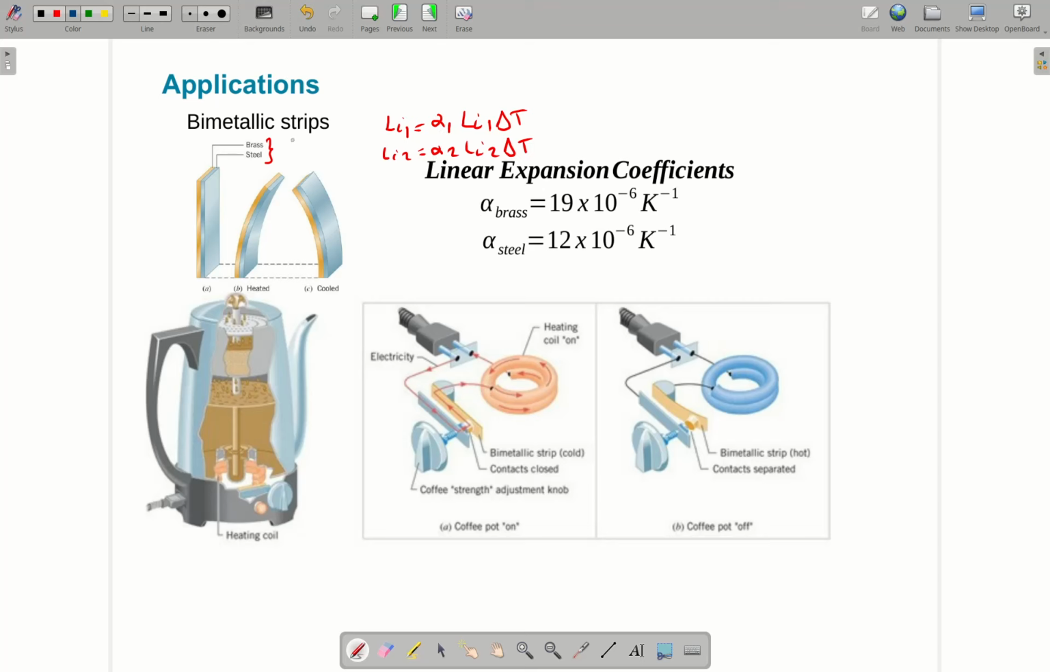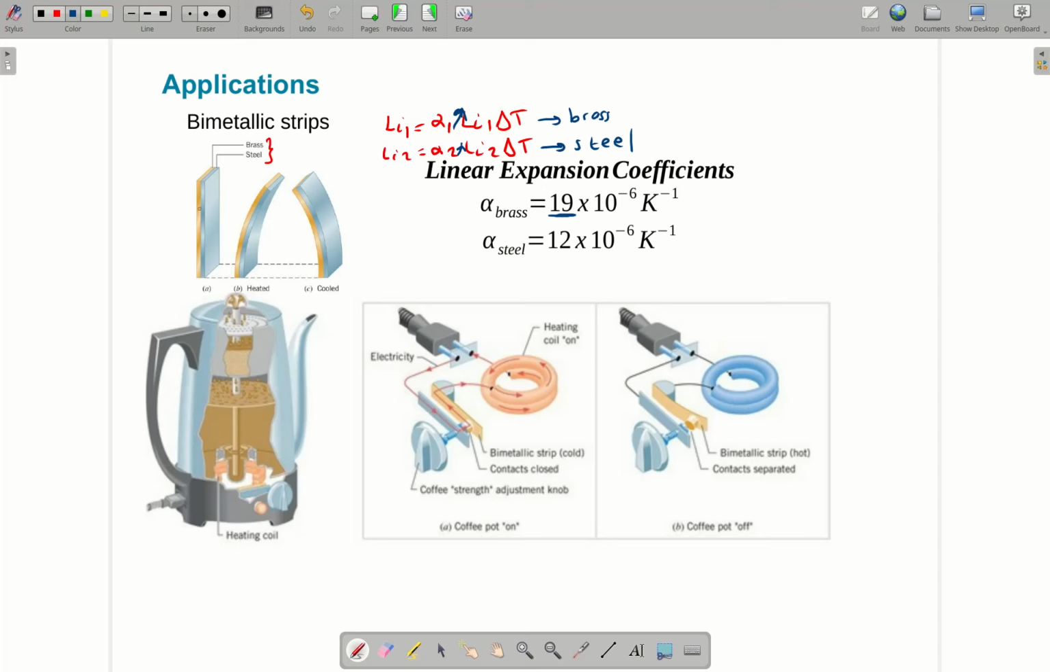So here, let's say L initial 1 is the brass, and 2 is the steel. If I look at their expansion coefficients, brass has the higher expansion coefficient. So if I heat the material, brass will be expanding more, steel will be expanding less. So maybe do it like a smaller arrow. What will happen is brass will be larger. And if I make them cold, contraction also works the same. Brass will be contracting more and steel will be contracting less.